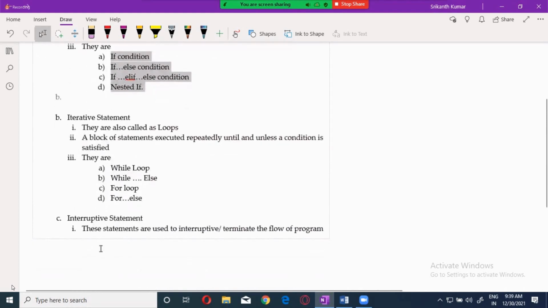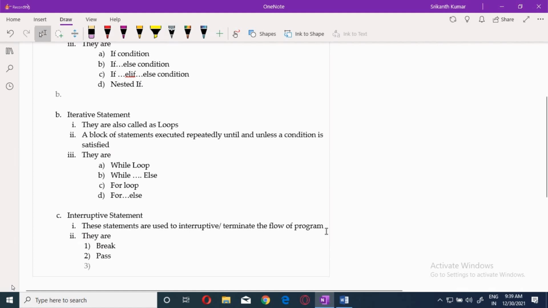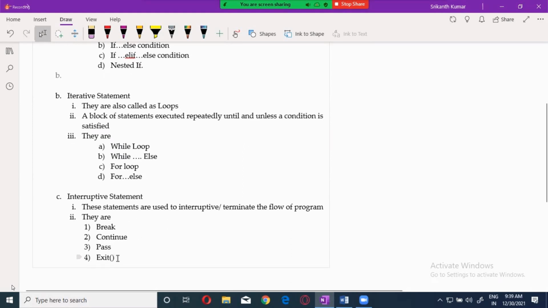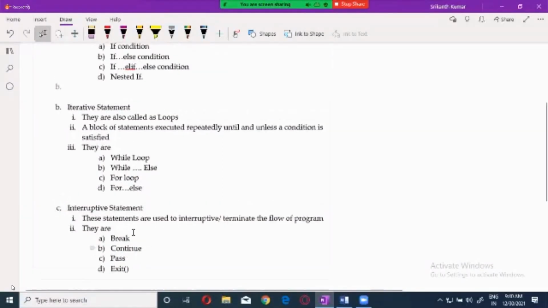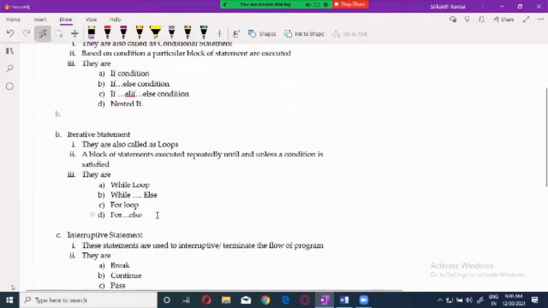Now, interruptive statements. These statements are used to interrupt or terminate the flow of the program. Now, what are they? They are, first one, break, pass, exit, and continue. These are some of the statements which are considered as interruptive statements. Now let's see one after the other, guys.